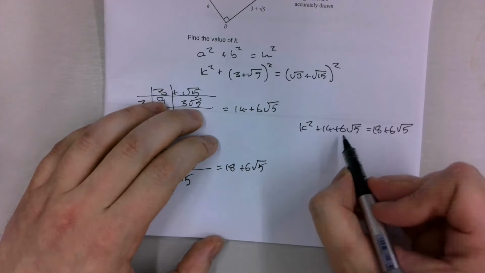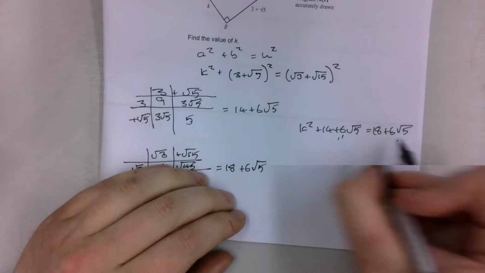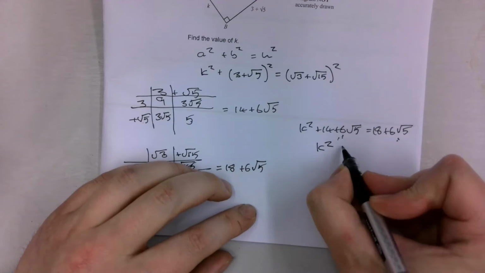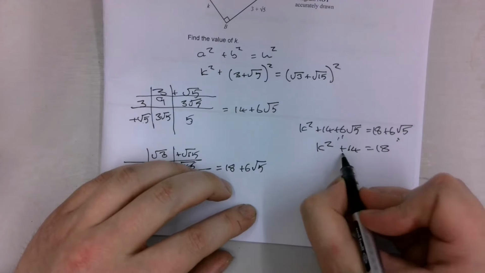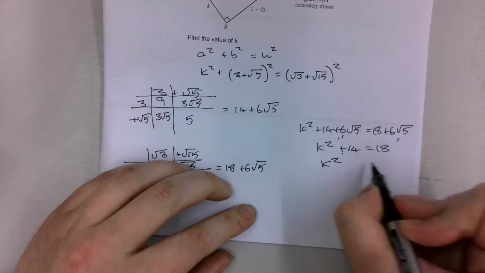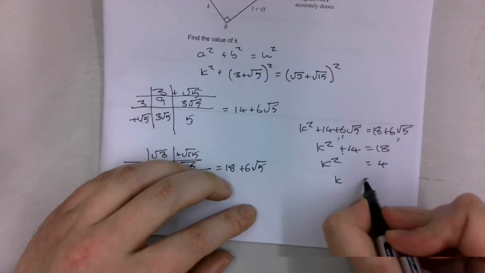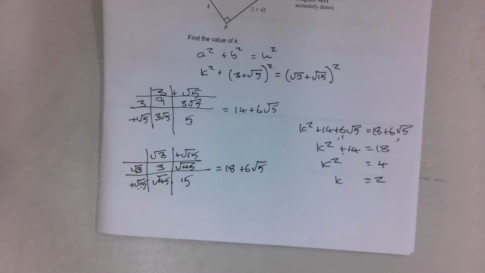Then we are going to get the k squared by itself, so we subtract 6 root 5 from this side, and therefore we subtract it from that side. k squared plus 14 equals 18. Then we get rid of the 14, k squared equals 4, and then we square root, k equals 2.